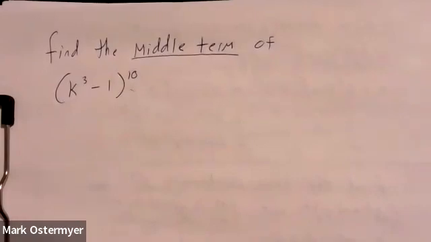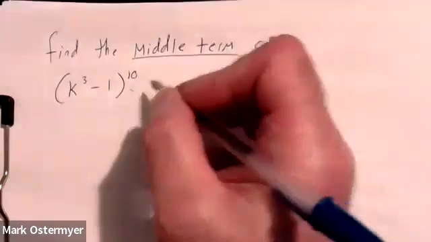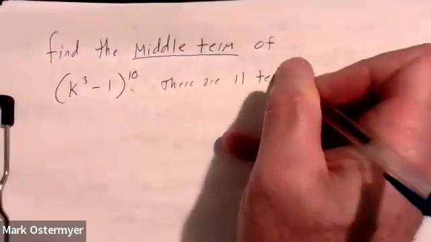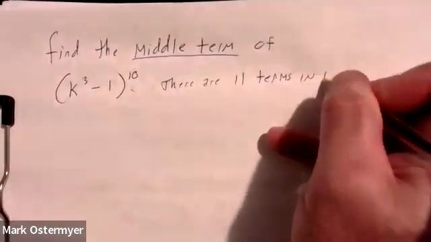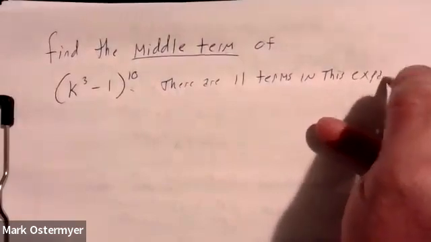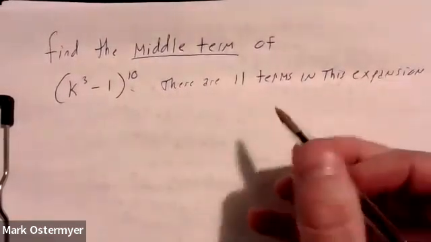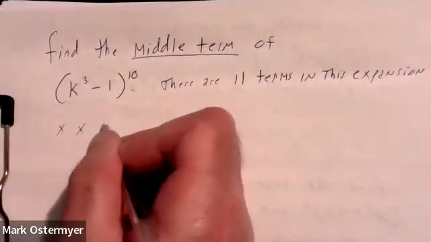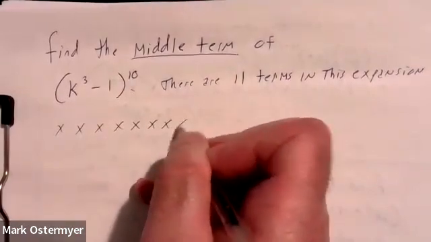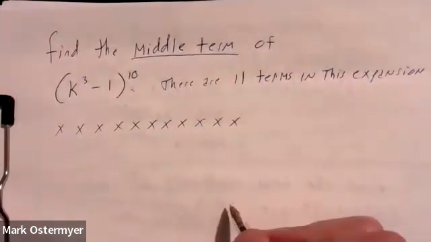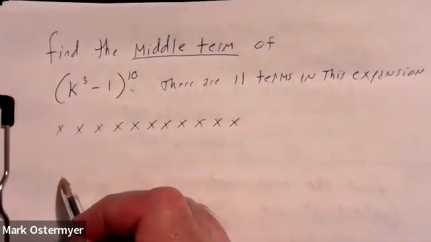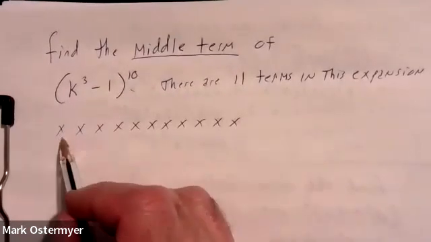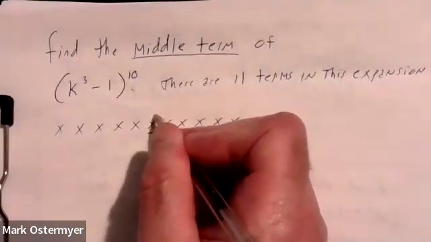All right, now how are we going to do that? Well, we know there are 11 terms in this expansion. So the question is, what is the middle term? If you got 11 terms here, look, here's term 1, 2, 3, 4, 5, 6, 7, 8, 9, 10, 11. What's the middle term? Well, I think that's going to be the sixth term, right? Where you got 5 on the left and 5 on the right. 1, 2, 3, 4, 5, 6. This would be the middle term.